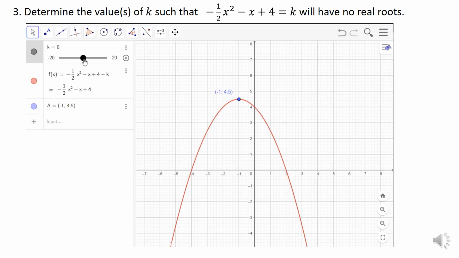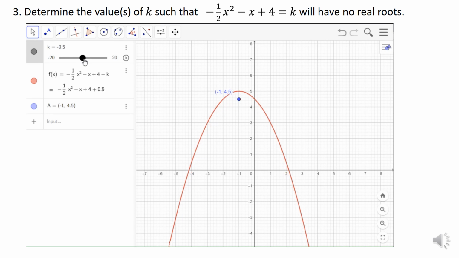Example 3. Determine the values of k such that negative a half x squared minus x plus 4 is equal to k will have no real roots. Again, you have to take the k over for it to take effect in the graph. Currently, my graph has two roots. So again, I need to move it. In this case, I'm going to move it down.